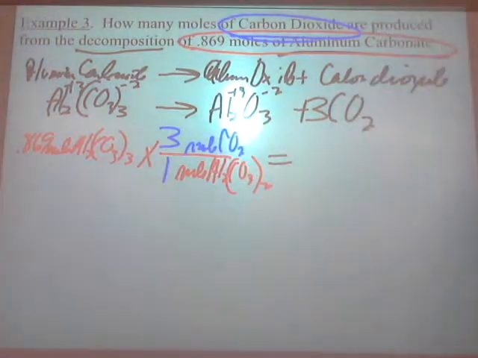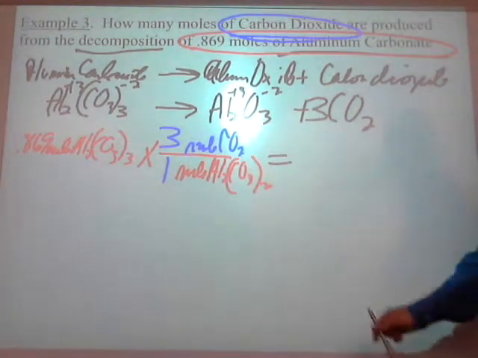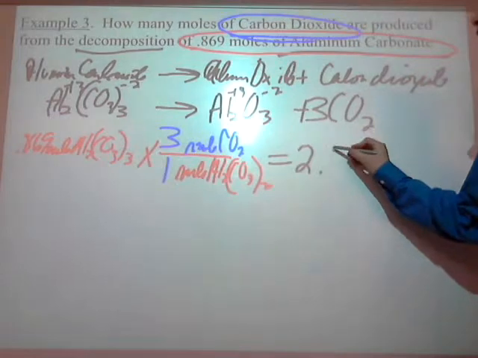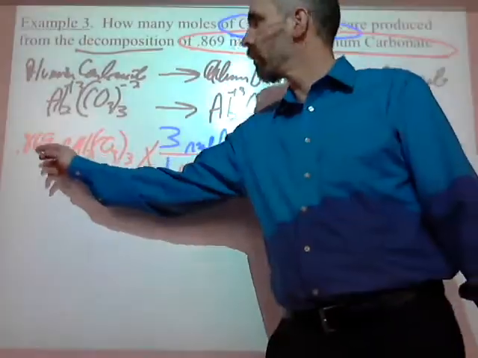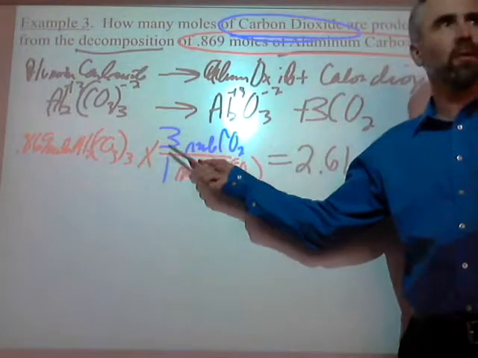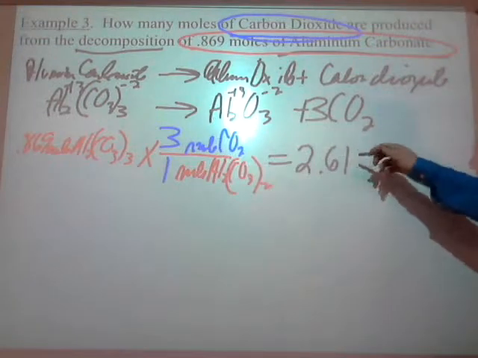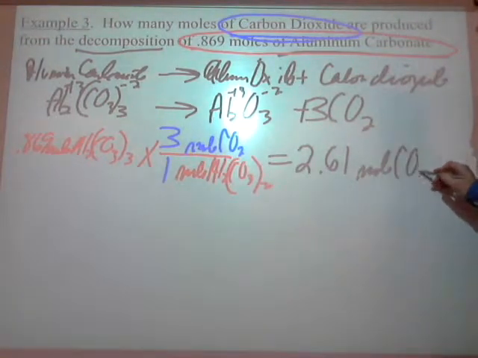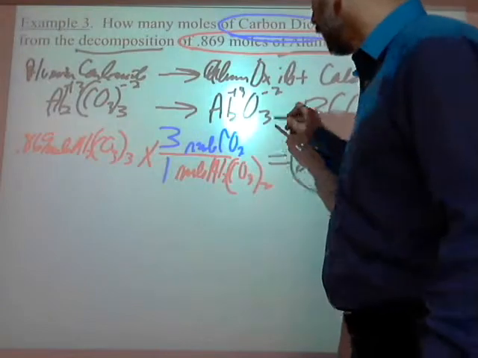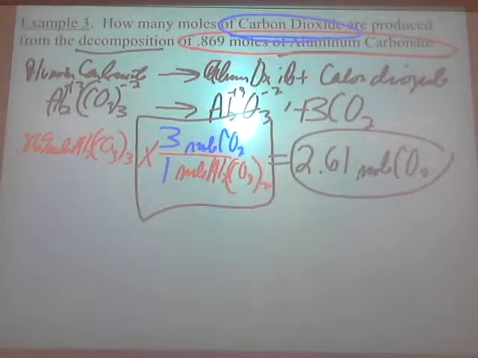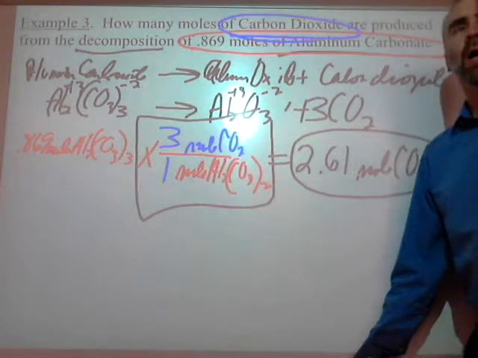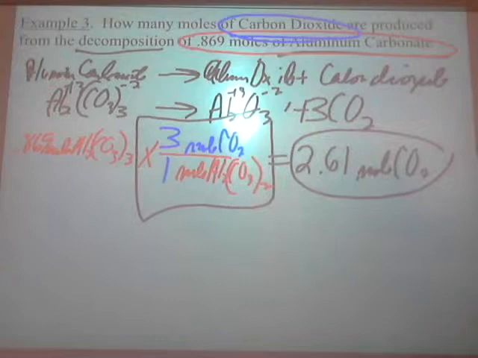What's my final answer in this problem? Do the math. What'd you get? 2.607 moles of carbon dioxide. 2.61 then for significant figures, because he's got 3. Do these guys limit your significant figures? No, they're exact numbers. Okay, moles of CO2. This step, people, has to be there. Moles of what you have to moles of what you're looking for has to be there, or you didn't do stoichiometry.